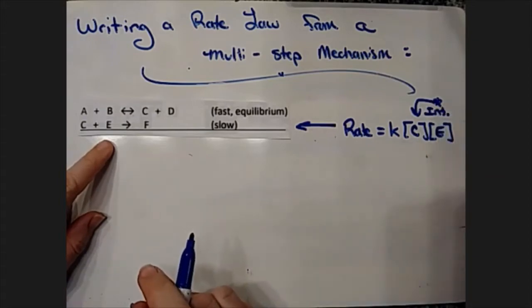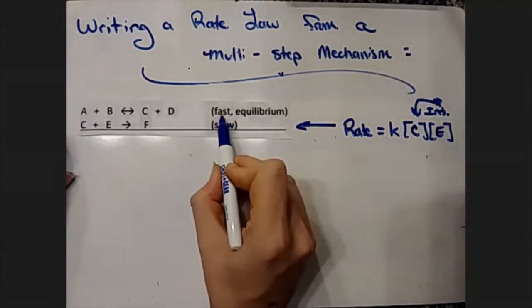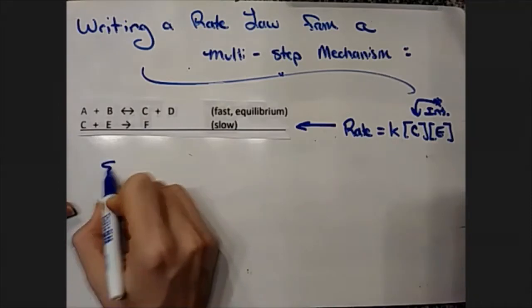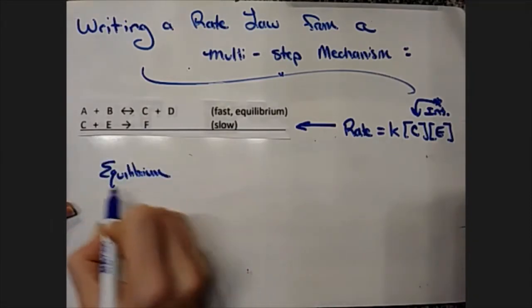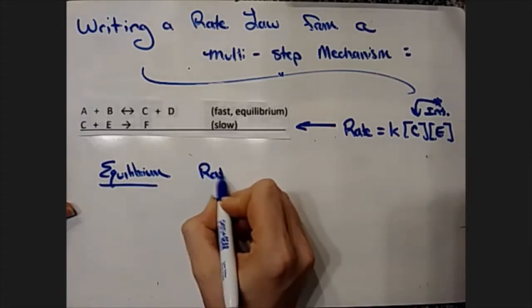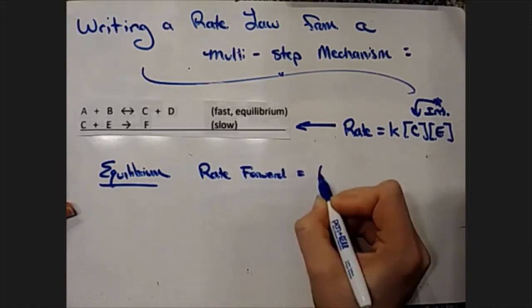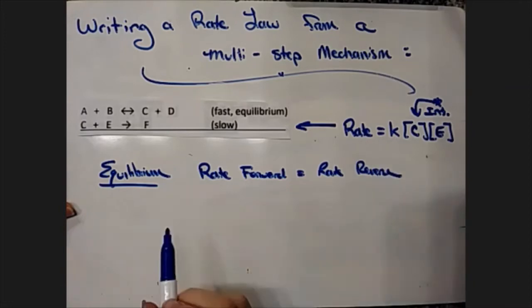Not allowed to have it in there. So the process that you're going to end up doing here is the process of substitution. Notice that the previous step is called a fast equilibrium step. Now in equilibrium, and this is actually a little preview of the chapter to come, the rate forward equals the rate of the reverse.